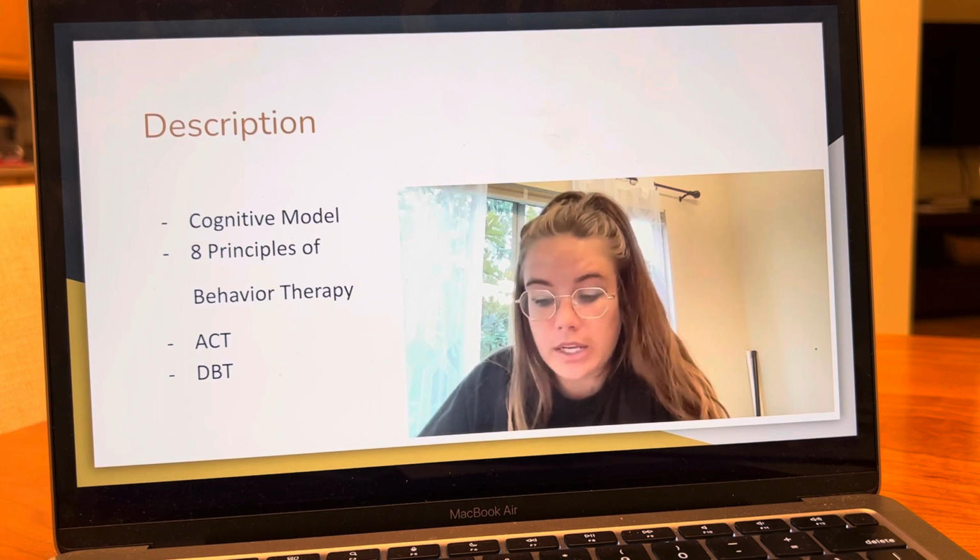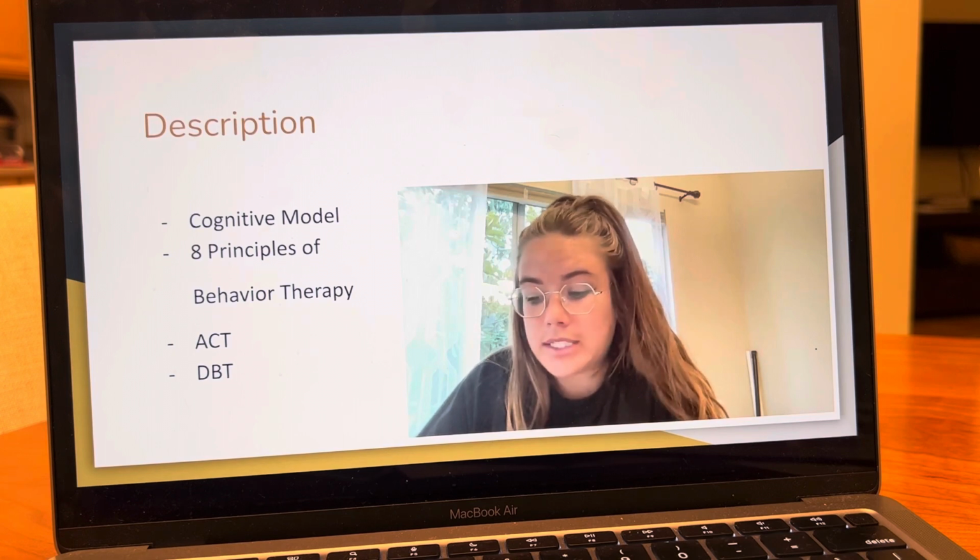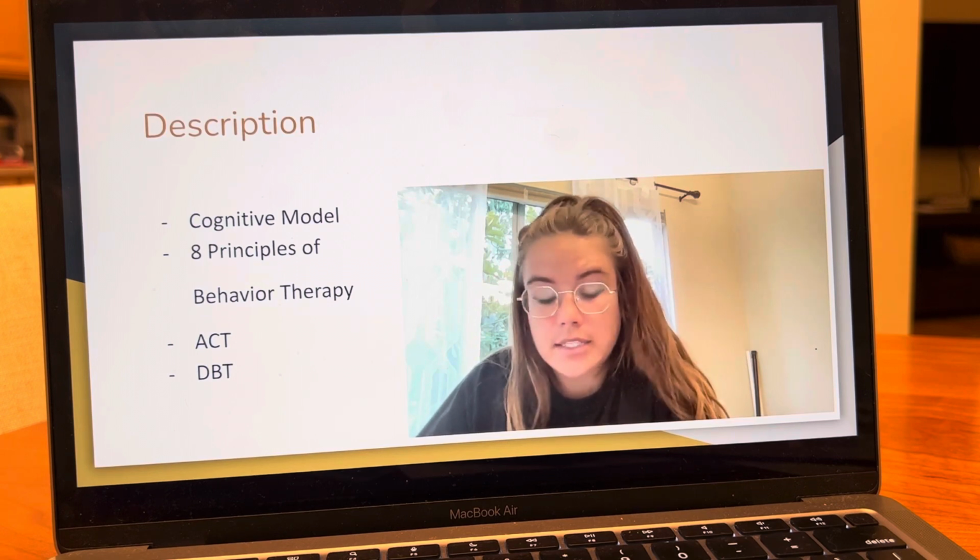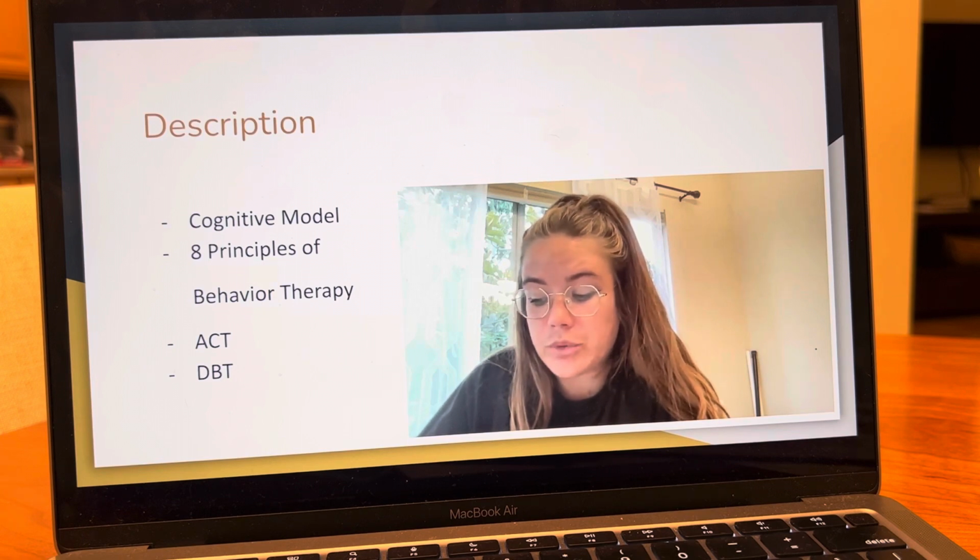be positive or negative. 5, behaviorism is anti-mentalist. 6, behavior therapy is data-driven and empirically based. 7, changes clients make in therapy must generalize to their day-to-day lives. And 8, insight alone is not beneficial to a client.